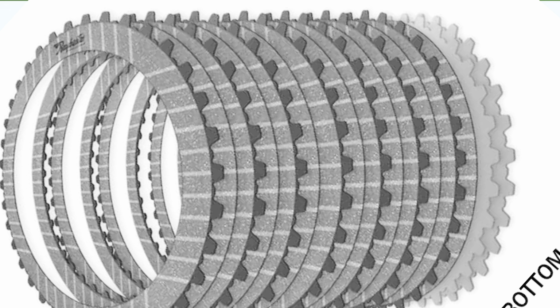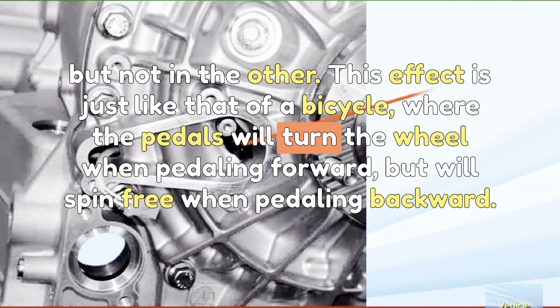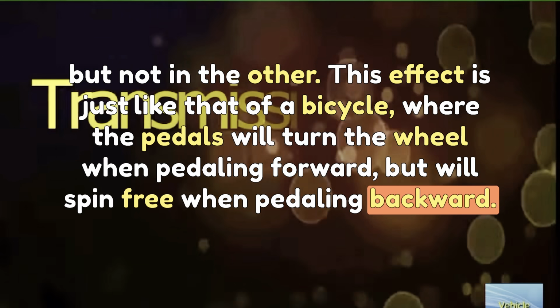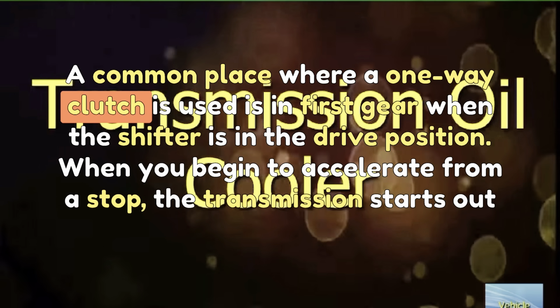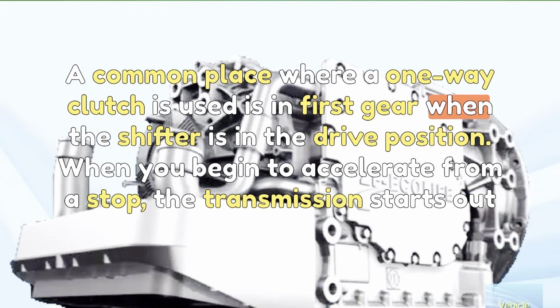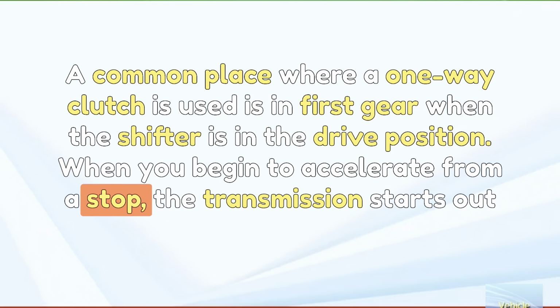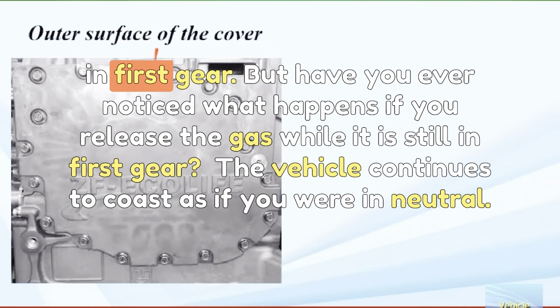One-way clutch. A one-way clutch, also known as a Sprague clutch, is a device that will allow a component such as a ring gear to turn freely in one direction but not in the other. This effect is just like that of a bicycle, where the pedals will turn the wheel when pedaling forward, but will spin free when pedaling backward. A common place where a one-way clutch is used is in first gear when the shifter is in the drive position. When you begin to accelerate from a stop, the transmission starts out in first gear.